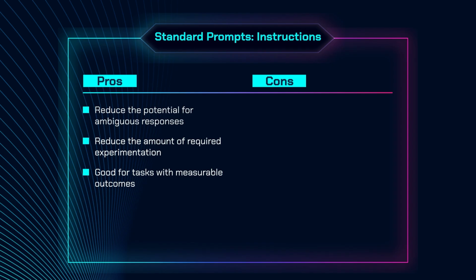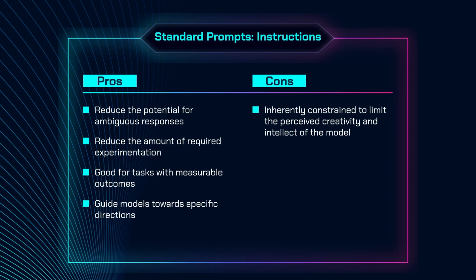Instructions can also be used to guide the model towards a specific direction. For example, describe chocolate from the perspective of a child, or describe chocolate from the perspective of a chef. So, if instructions are so great, why not use them all the time? Part of the answer is that instructions can be limiting. There are inherent constraints that are either implicitly or explicitly defined. These constraints can limit the perceived creativity and intellect of the model. Let's explore question-based prompts, and then we'll compare the two.